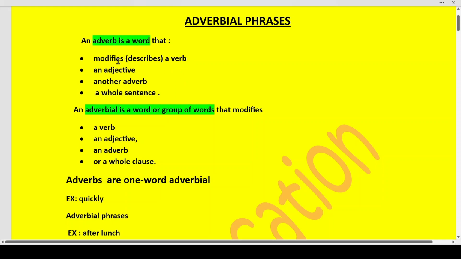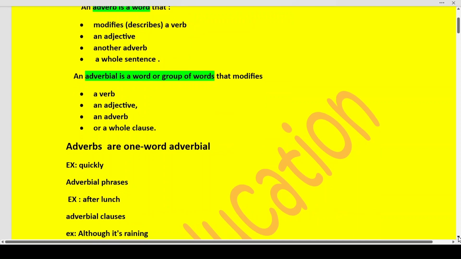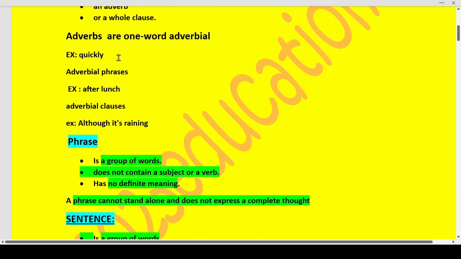So an adverb is a word that modifies or describes a verb, an adjective, or another adverb, or a whole sentence. Whereas an adverbial is a word or a group of words that modifies a verb, an adjective, an adverb, or a whole clause. Now, in other words, students, adverbs are one-word adverbials. Example, quickly. This is an example of an adverb, quickly. Adverbial phrases, example, after lunch. Adverbial clauses, although it's raining.